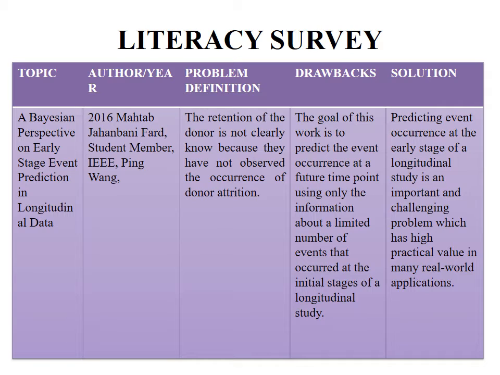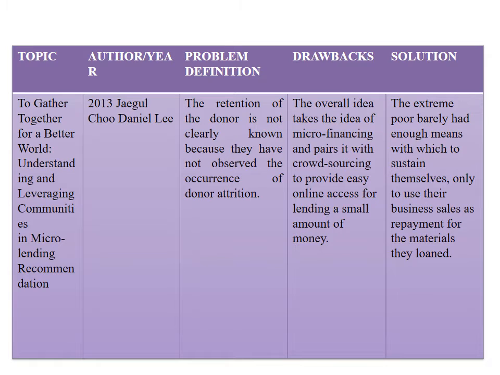The literature survey covers retention, and not clearly the observation of donor attraction. The goal of the work is the initial stage of longitudinal studies, using the occurrence of crowdfunding, which has highly practical value in many real application data, using longitudinal data for the literature survey. Continuing with retention, donor retention between client and donor is used for micro lending recommendation. Thus the loan can be loaded. What is a loan? A loan is any substance of business sales repayment that can use donor retention.